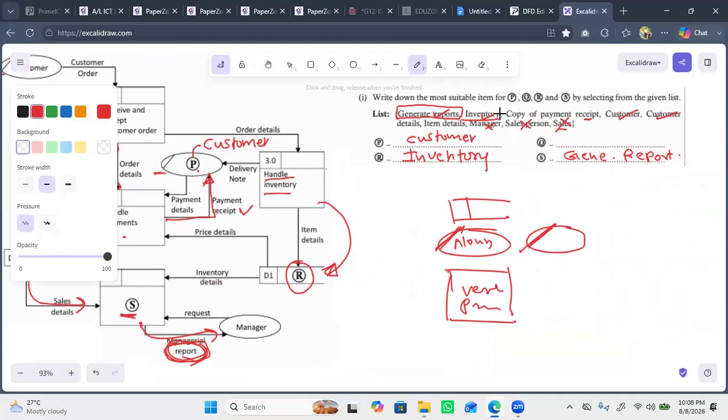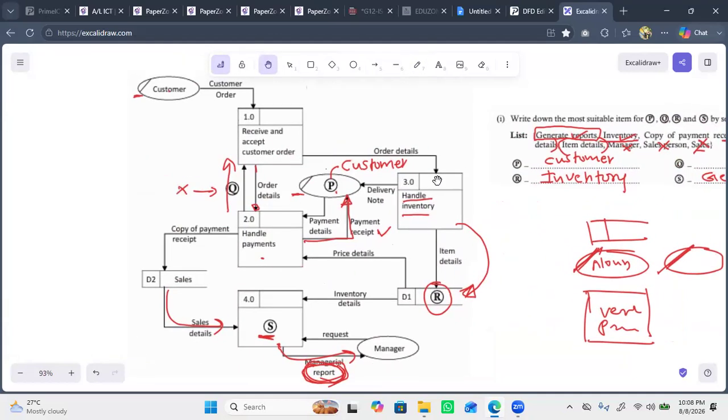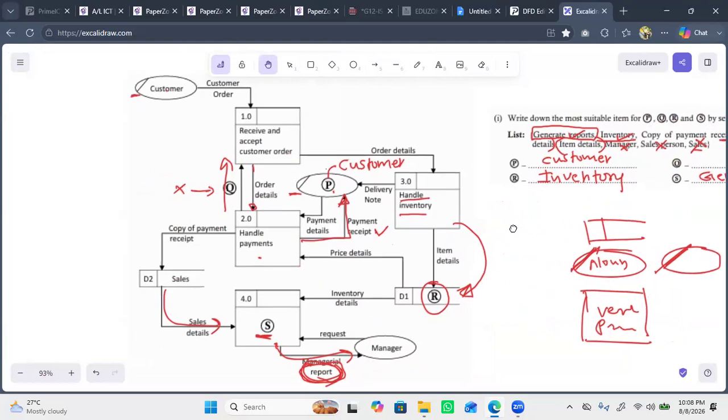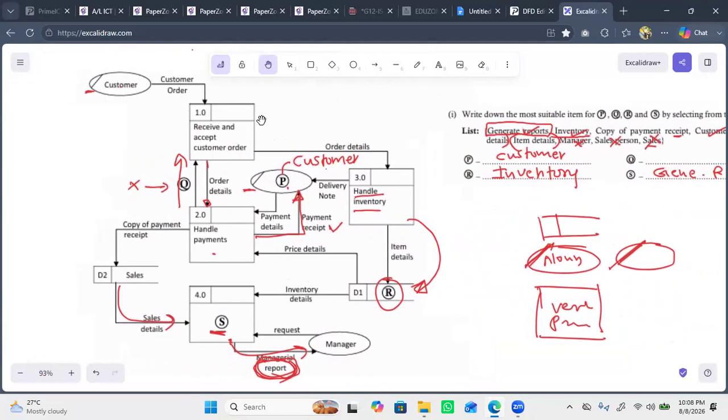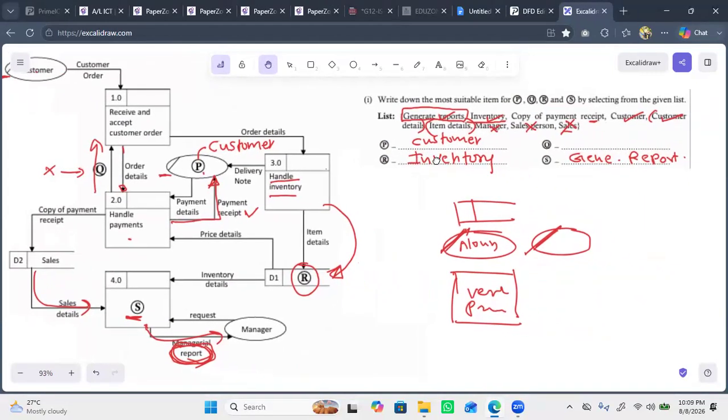Only two options are available. What do we have? Item details available. Customer details also available. Copy of payment receipt also available. Okay, let's put and see all these three. Customer details, if you put here, it is sending back to receive and accept item customer orders. Now, customer details is no need because the customer is directly getting here.